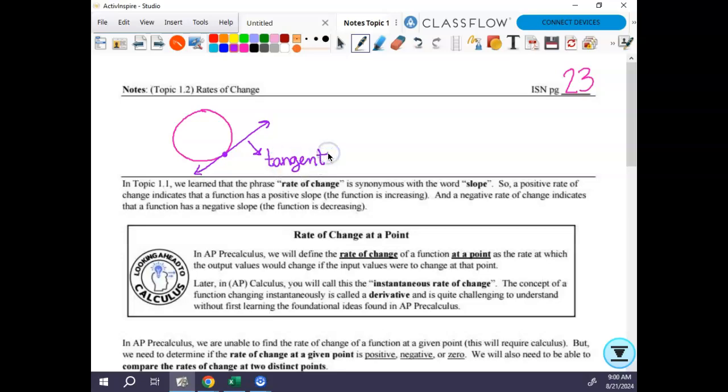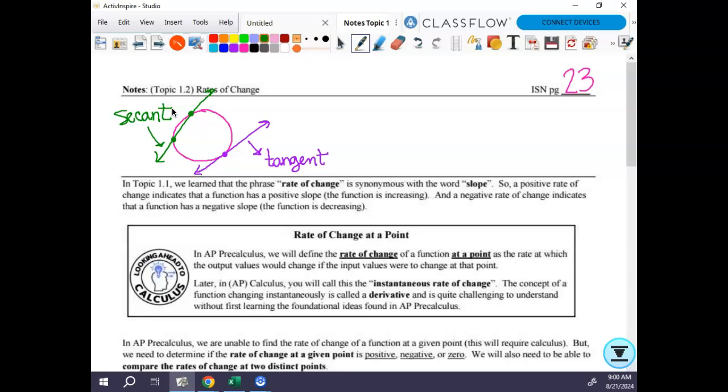You also learned about a line that intersects the circle at exactly 2 points. Do we know what's that? That's called a secant. Okay, this is a secant line. So, secant and tangent.